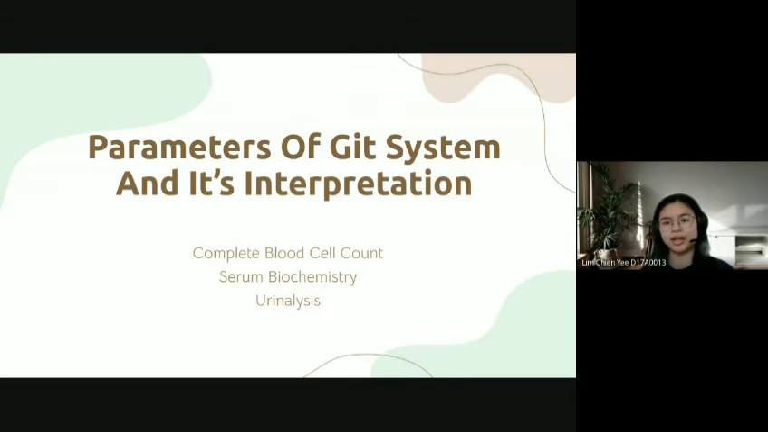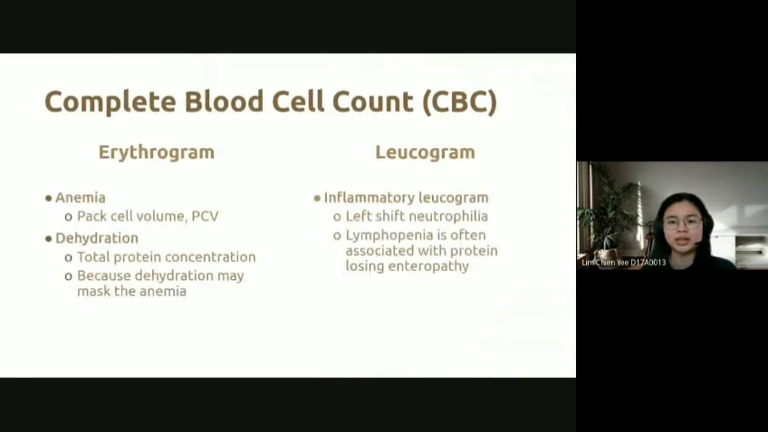I'm Lim and I'm going to talk about the parameters of gastrointestinal system and its interpretation. For gastrointestinal system, there are three major yet common laboratory tests that can be done, which are the complete blood cell count or CBC, serum biochemistry, as well as urinalysis. For CBC, we will draw the focus to the erythrogram as well as leukogram.